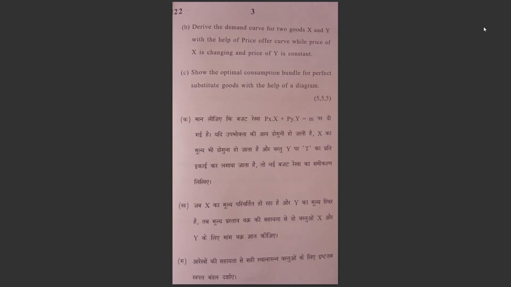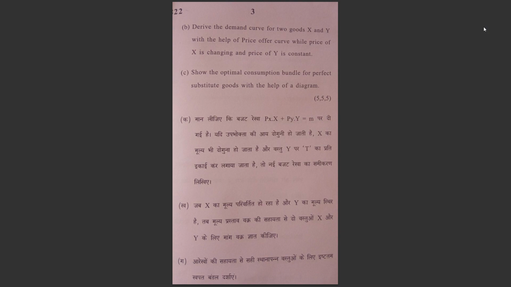The second sub question also has 5 marks. This is regarding the demand curve. Derive the demand curve for two goods X and Y with the help of the price offer curve, while the price of X is changing and the price of Y is constant. And C also has 5 marks.